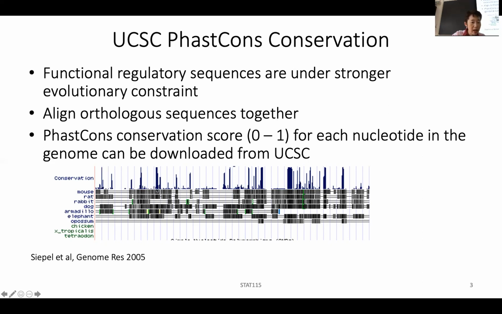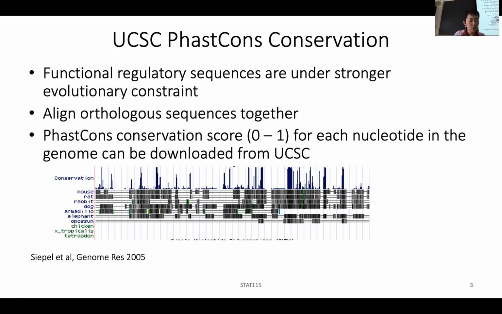If it's very high, it means, you can see here, this is very deeply conserved, which means this sequence is present and also quite similar in all the other species. Whereas you can see this region is only present in human but doesn't appear in the other species. So it's not a very conserved sequence. The phase conservation score is between 0 and 1. 0 means this is not conserved at all. 1 means it is very, very conserved.